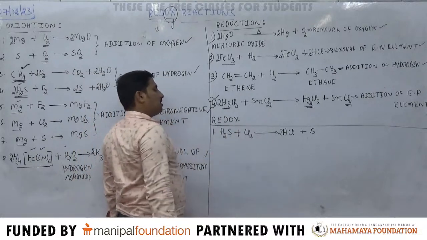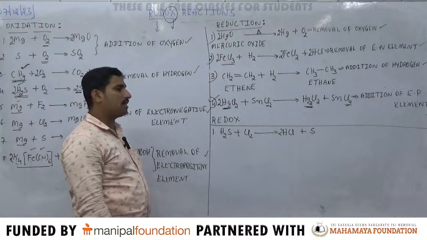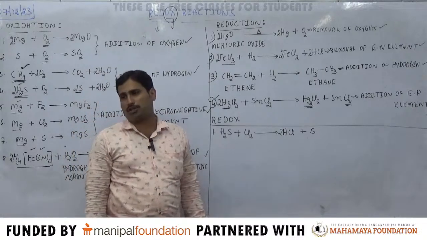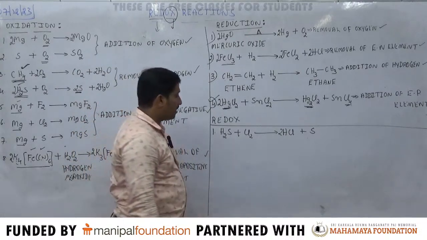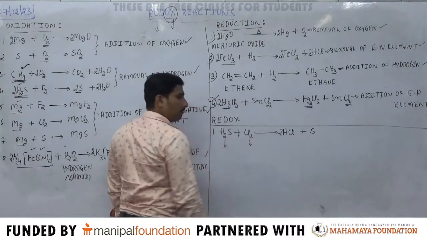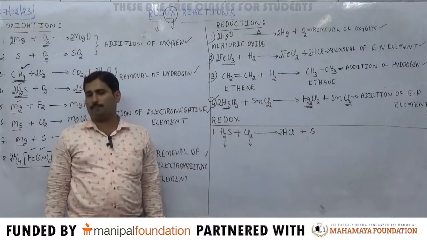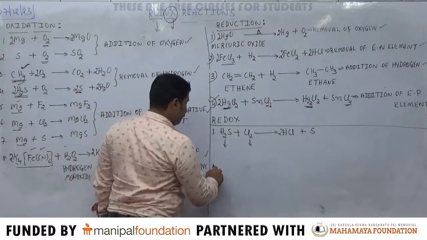So H2S plus Cl2 is giving 2HCl and S. Now tell me, H2S is undergoing oxidation or a reduction? And Cl is undergoing oxidation or a reduction? Think about this.